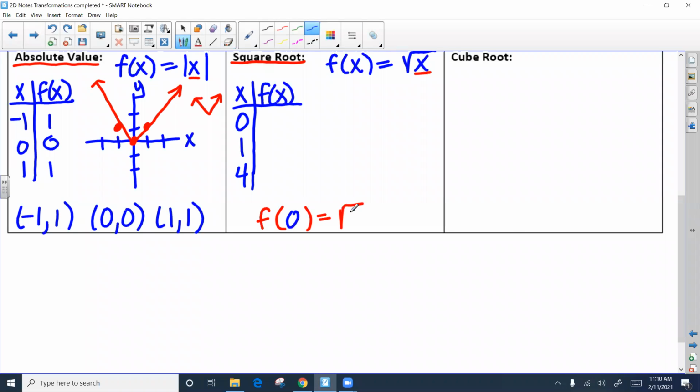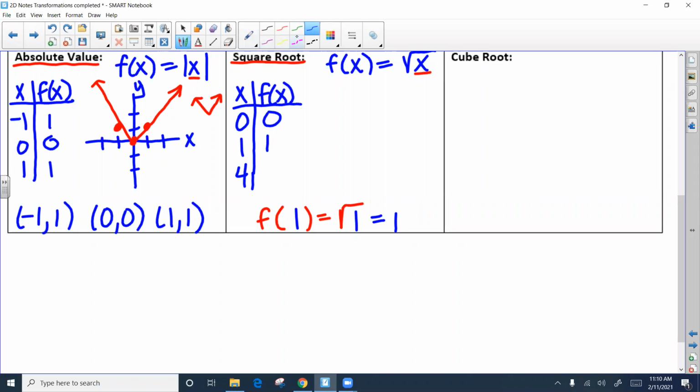If I plug in a 0, f of 0 equals square root of 0, which is just 0. So when the input is 0, the output is 0. If I plug in a 1, f of 1 equals square root of 1, which is 1. So I have 0, 0 and 1, 1.